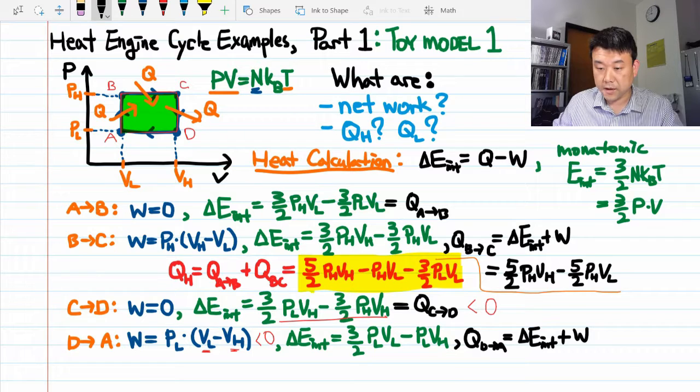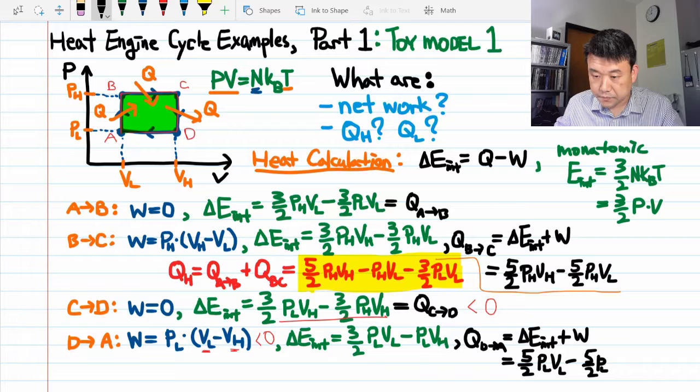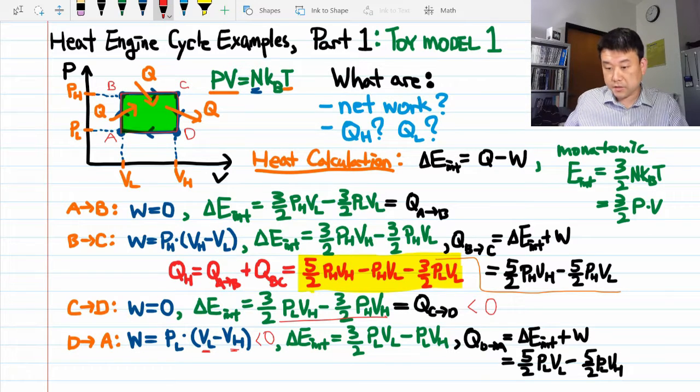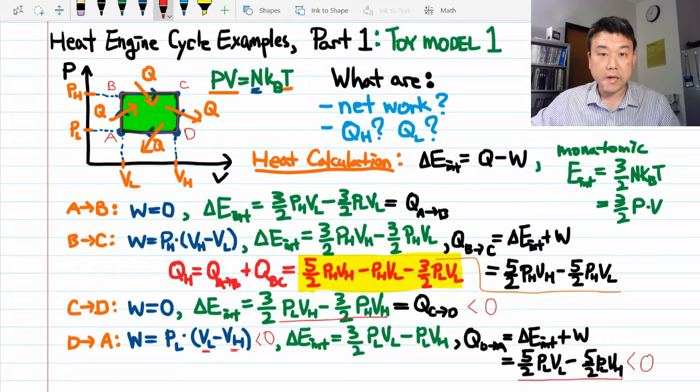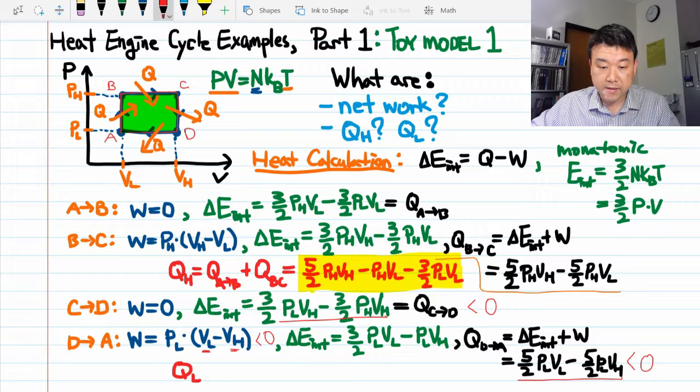Or, writing it aloud, 5/2 P_L V_L minus, again 5/2 P_L V_H. So that's the result. And when you look at this expression carefully, you can see that it's a negative quantity. That means as the gas undergoes process D to A, there's a heat outflow. Alright, that completes the cycle, and we should calculate Q_L, the net heat outflow from the system over a cycle.